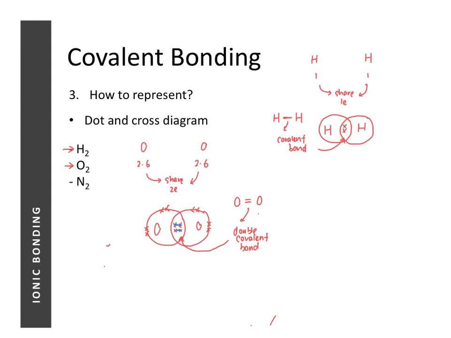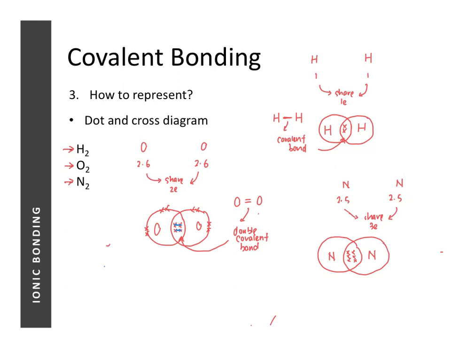Now we look at the third one, which is nitrogen. Nitrogen is made out of 2 nitrogen atoms. Each nitrogen atom has this electronic configuration. So both nitrogen atoms will need to share 3 more electrons in order to become stable. So how do we share? Once again, they will share 3 with each other.